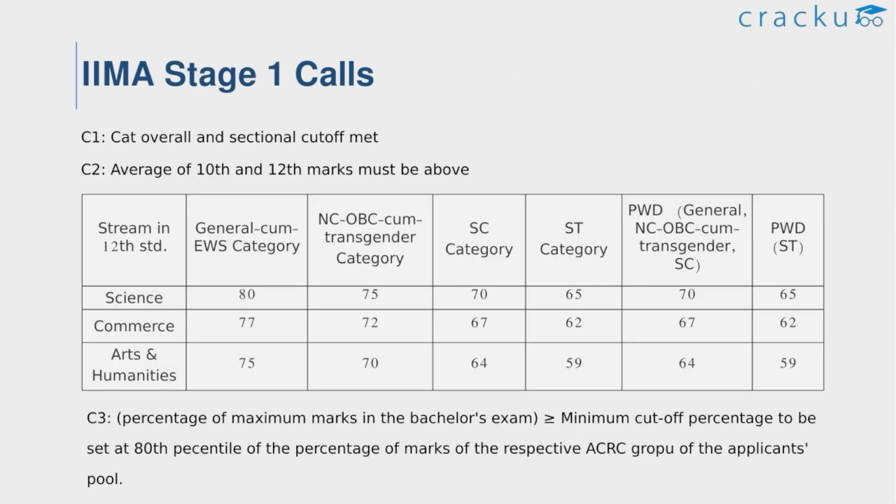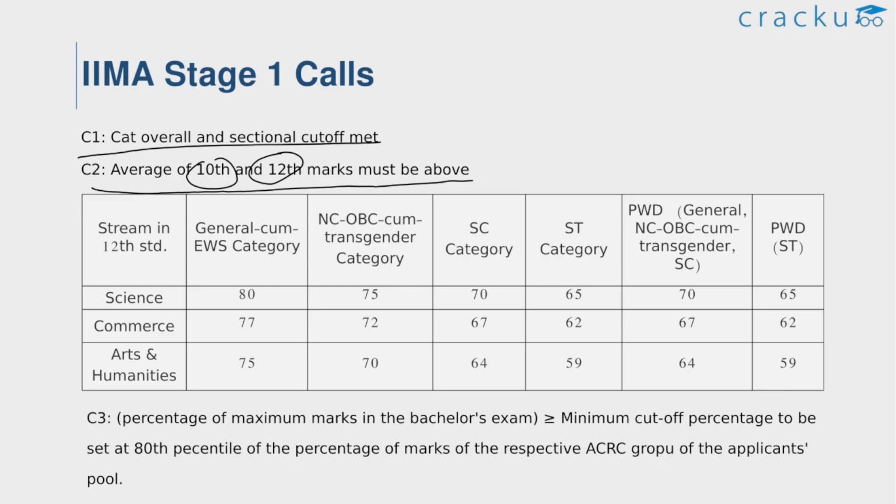So what are the C1, C2, and C3? Here C1 refers to the candidates selected under this criteria. Then that candidate has to meet the CAT overall and sectional cutoffs. And C2 refers to the candidates who are selected under C2 criteria. Then the average of 10th and 12th marks of the candidate must be above the given cutoffs for different categories.